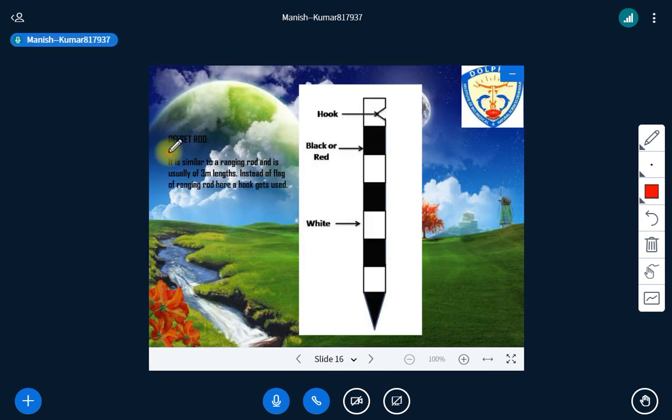Now after this we have an offset rod. It is similar to this ranging rod, only there is one hook that has been made, right? See, in the ranging rod we are attaching a flag on the top, just to make a mark, but here we are not attaching any flag because one hook is already there. So this is the only difference between the offset rod and the ranging rod, and usually the length is 3 meter. That is the offset rod.